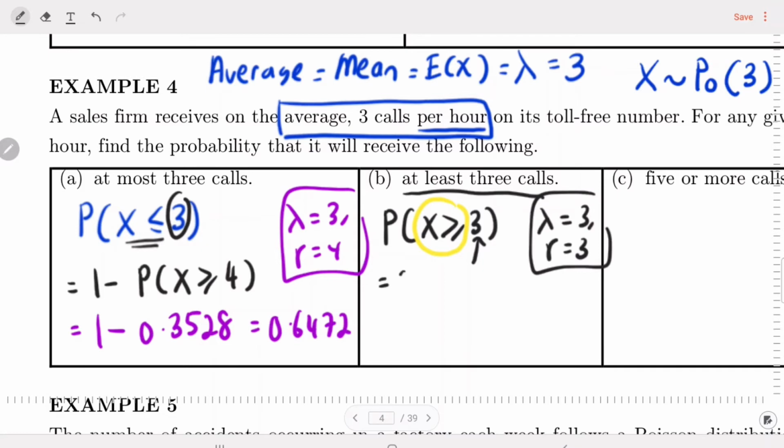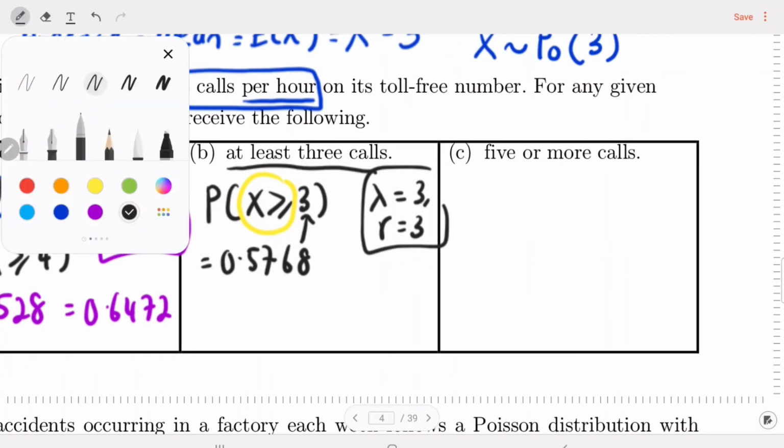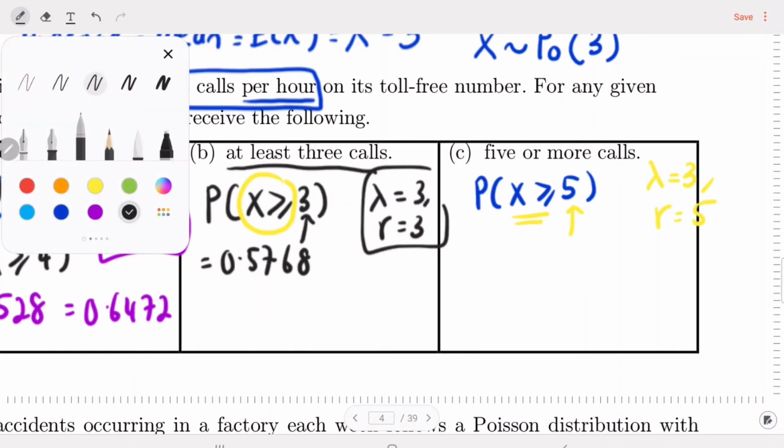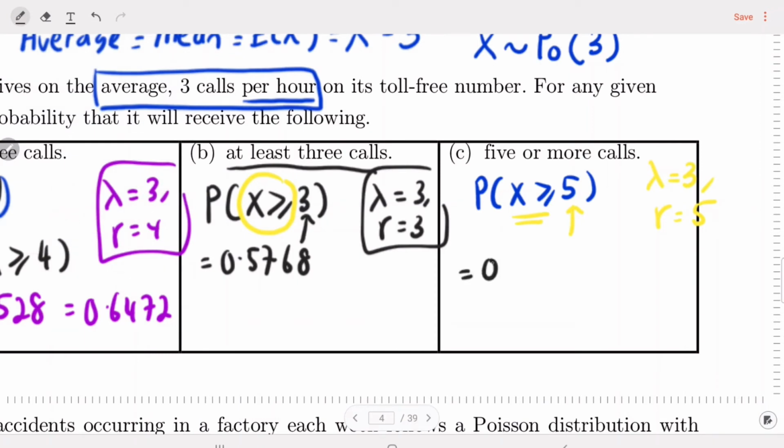So you're going to get the value is 0.5768. And for the last one, we need to find the probability that it will receive 5 or more calls. It means that x greater than equal to 5. Since it is already greater than equal, just look at the Poisson table when lambda equal to 3 and r equal to 5, and we get the answer 0.1847.